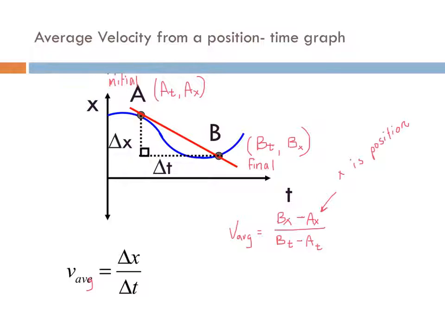So to give you a slightly better visual, I went ahead and labeled these 2 points. Point A's coordinates are the time at A and the position at A, and B's coordinates are the time at B and the position at B. Again, I know that B is our final because it comes later in time, and I know that A is initial because it comes earlier in time. So if I want to solve for the average, I would do the position at B minus the position at A divided by the time at B minus the time at A.